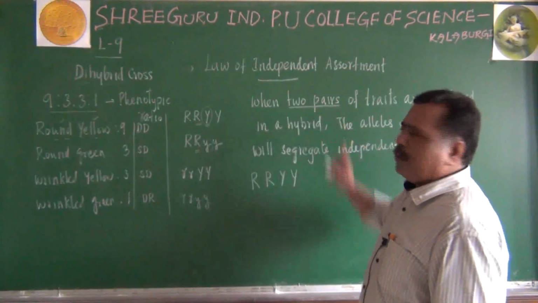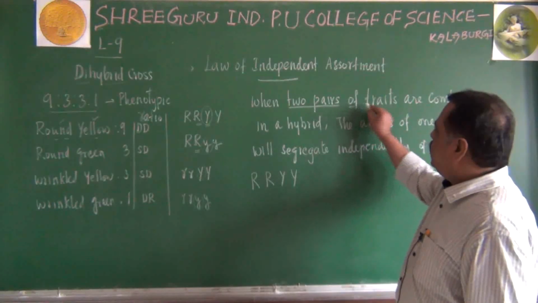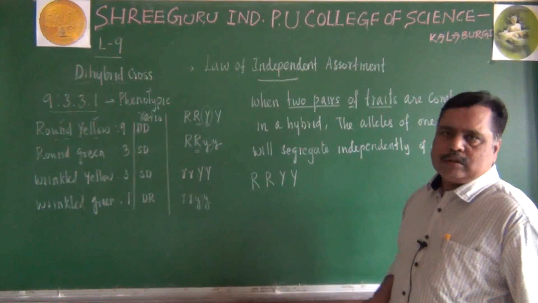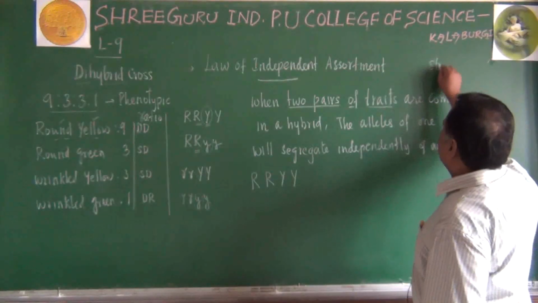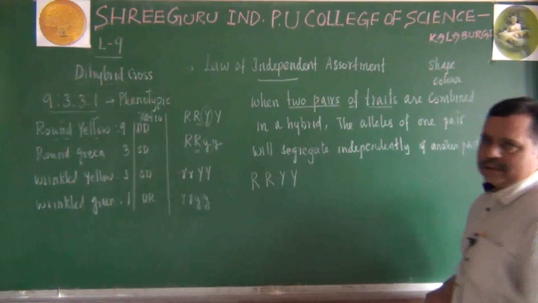That is called two pairs. Four alleles are two pairs. So it can be called as two pairs of traits, or it can be called as two characters also. Two characters means one is shape, another one is color. These are the two characters.